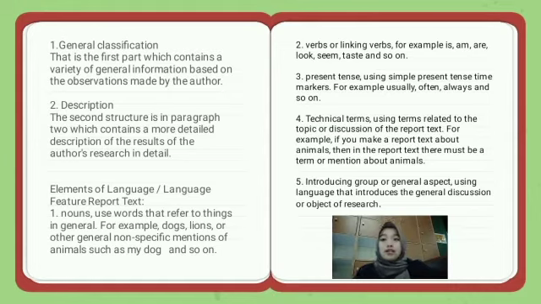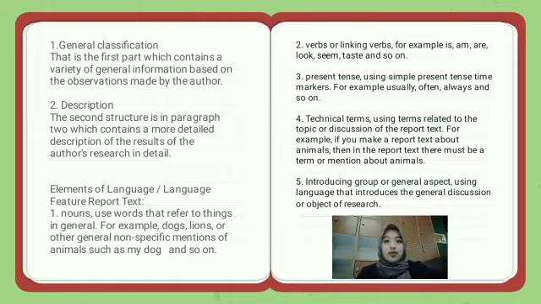Number two, description. The second structure is in paragraph 2, which contains a more detailed description of the result of the author's research in detail. Elements of language, or language features, of report texts. Number one, nouns. Use words that refer to things in general. For example, dogs, lions, or other general non-specific mentions of animals such as my dog, etc.